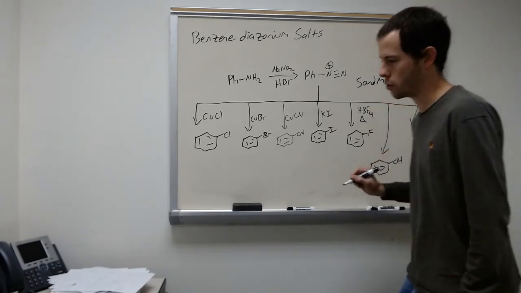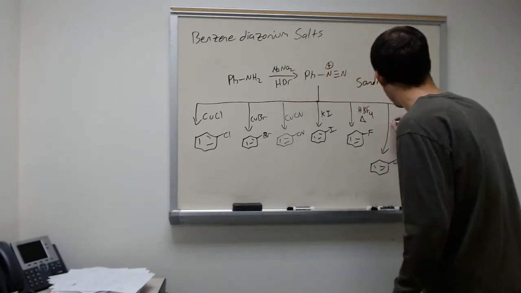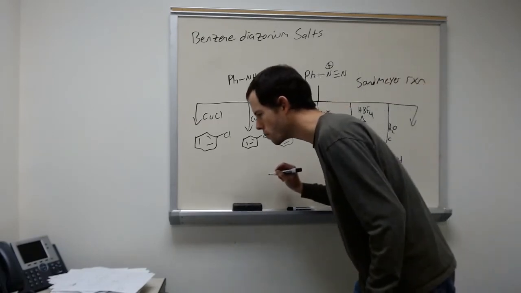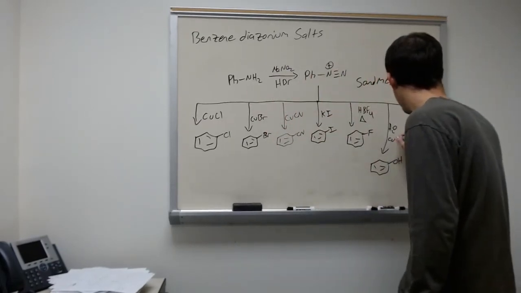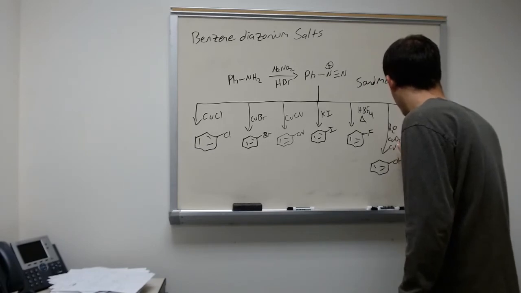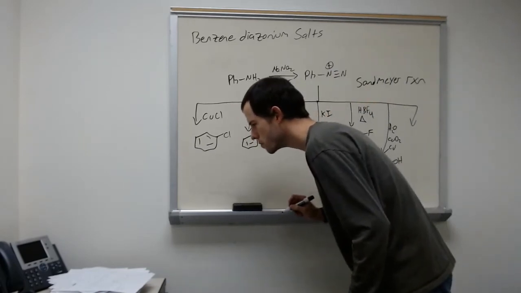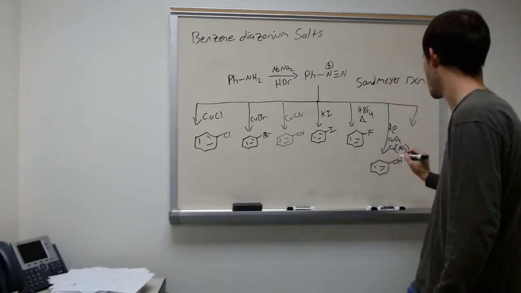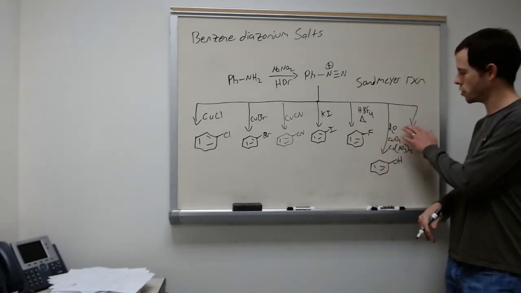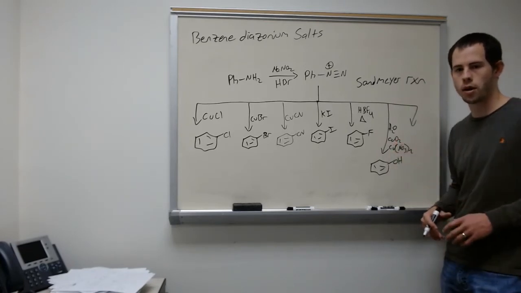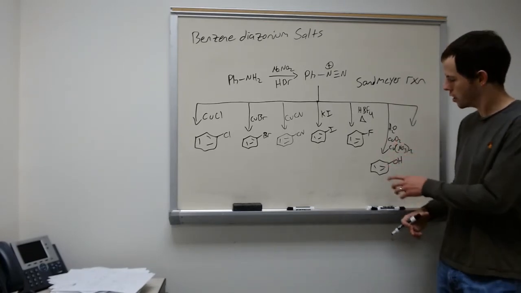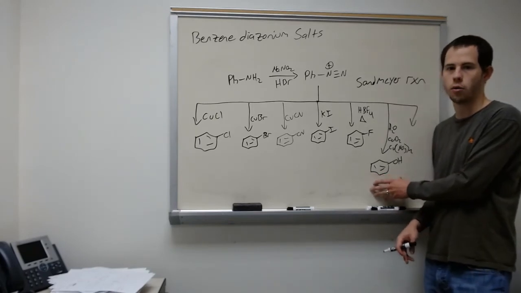We can convert it to a hydroxide group, like this with the OH, and that takes H2O, copper oxide, Cu2O, and copper nitrate, and this converts us to our phenol.